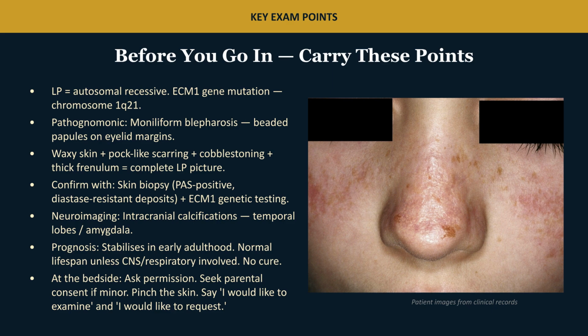Prognosis: the condition stabilizes in early adulthood. Lifespan is normal unless there is CNS or respiratory involvement. No cure. Management is multidisciplinary.